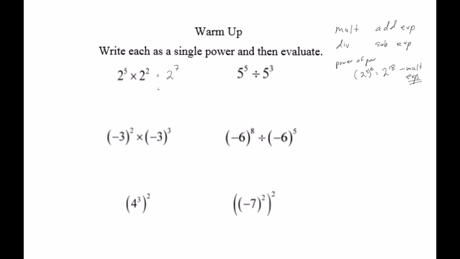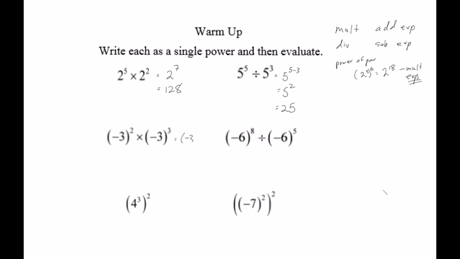So, because it's multiplication, we have to add the two exponents. 5 plus 2 is 7, and we end up with 2 to the 7, which is 128. The next, we have 5 to the 5 minus 3, which is equal to 5 squared, which is 25.